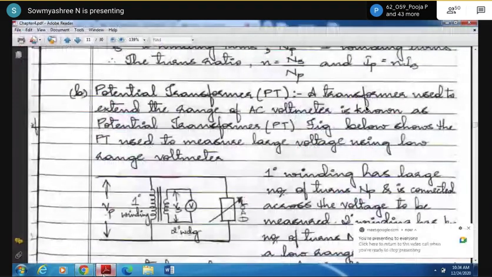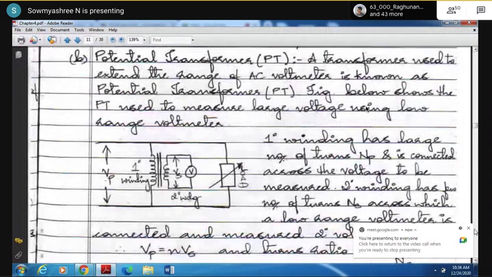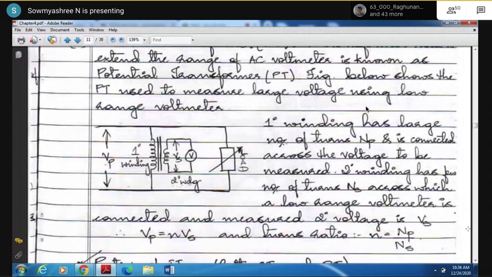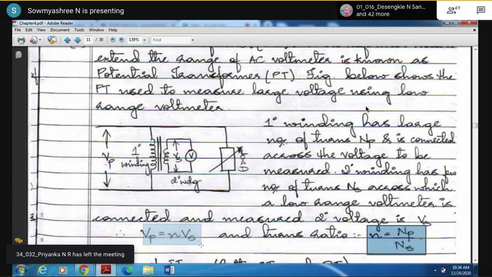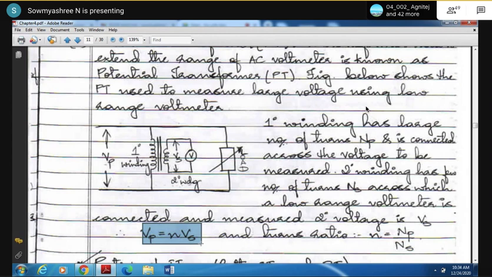Okay. Next, in case of PT also, please note down that equation. In case of PT, N will be equal to NP by NS. It's not NS by NP. It is NP by NS in case of PT. Please note down these two equations also. VP is equal to N into VS. Write this, and write turns ratio N is equal to NP by NS in case of PT. Finished? Yes, ma'am. Okay.